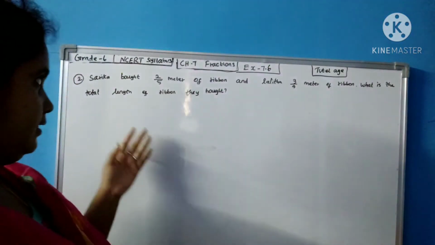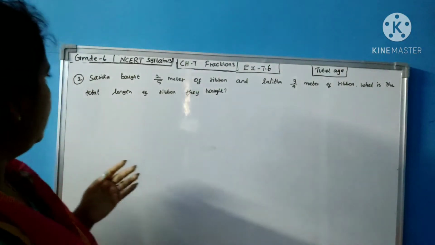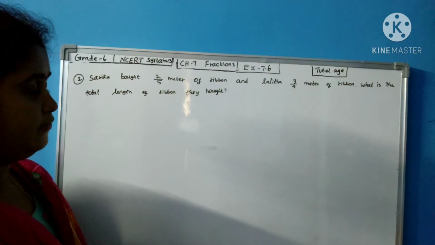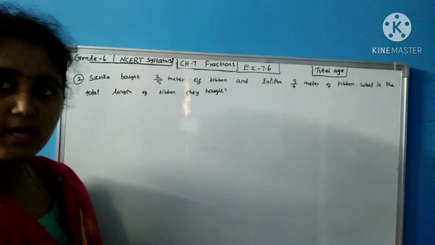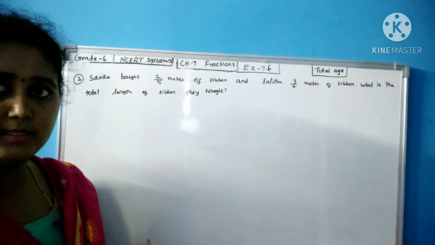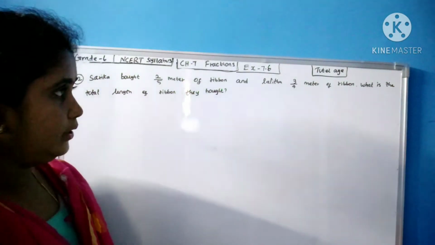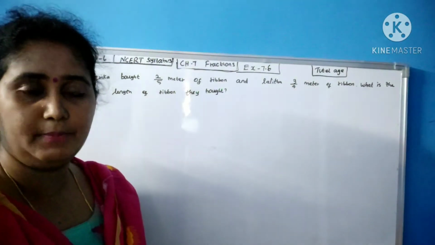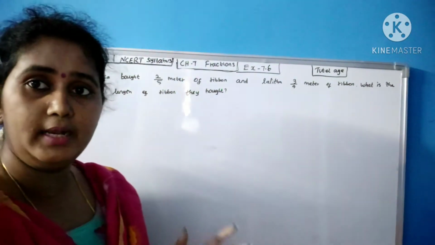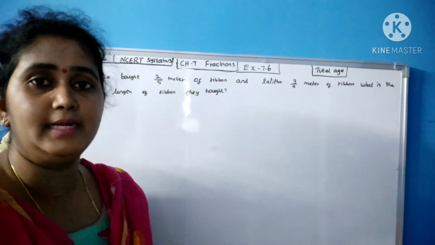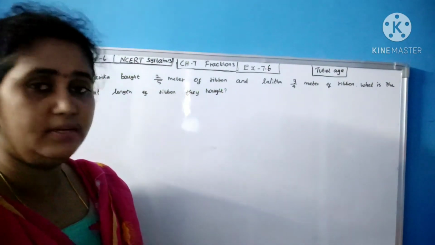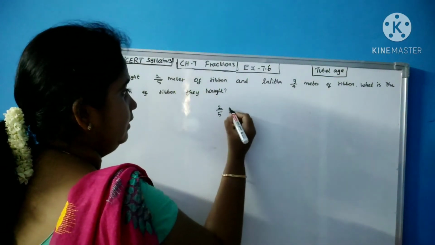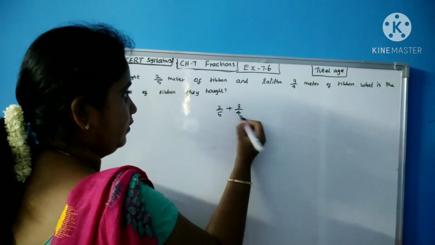So this is your next sum, which is a word problem. Okay, Sarika bought 2 by 5 meter of ribbon and Lalita bought 3 by 4 meter of ribbon. So Sarika is buying some meter of ribbon and Lalita is buying some meter of ribbon. Okay, what is the total length of ribbon they bought? They are asking. So what you have to do means total length. Total means which is nothing but addition. You have to add both the fractions. Okay, 2 by 5 meter of ribbon plus 3 by 4 meter of ribbon.